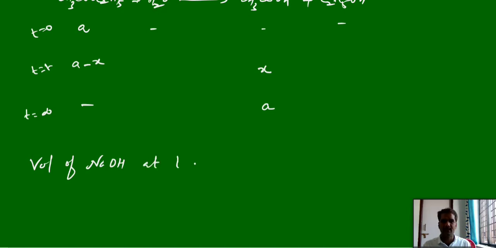At time t equal to 0, V0, that should be equivalent to what? Volume of catalyst, or amount of catalyst, simply you can say whatever it is, some X amount. Then volume of NaOH required at time t equal to t.